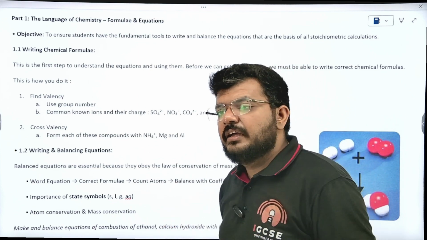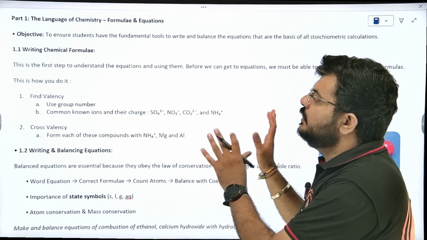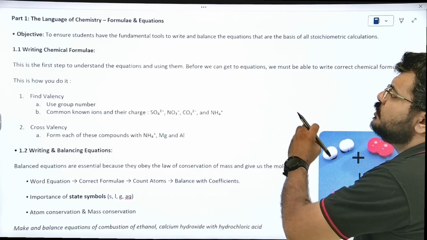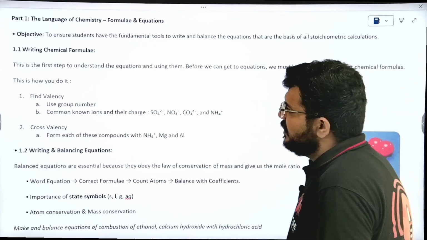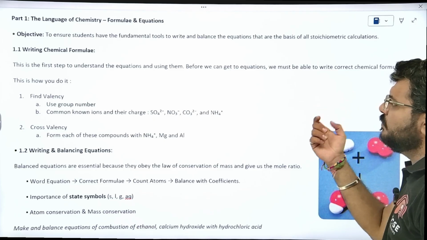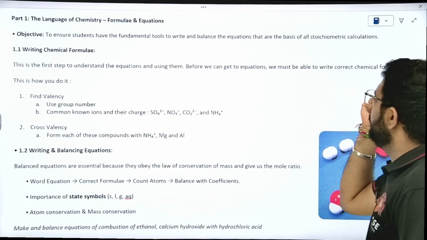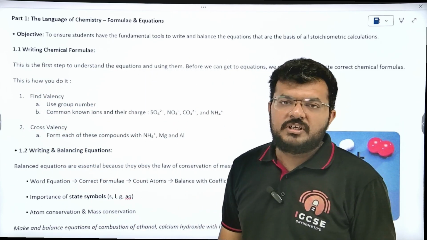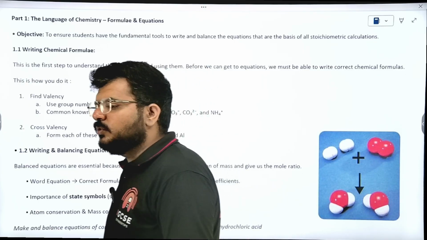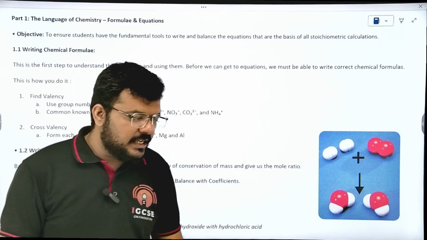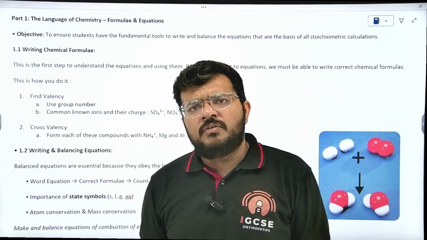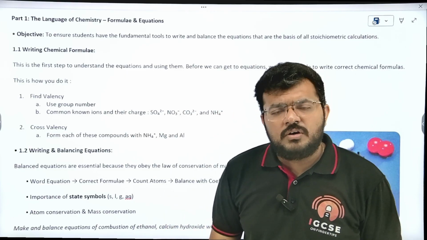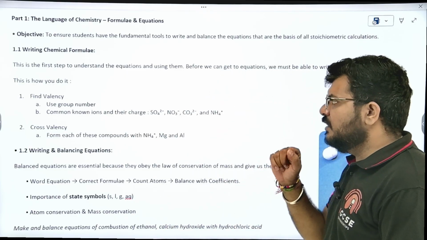This is the idea that the board starts with, that if I want the child to know this, what all do I need to teach them? So students have fundamental tools to write and balance equations. The first step is to understand the equation and use them. Before we can start equations, we must be able to write correct chemical formulas. So writing the chemical formula becomes the first step, right? Now if I don't know how to write aluminium hydroxide or aluminium oxide, how will I show you the reaction of aluminium oxide as an amphoteric oxide reacting with an acid or with a base? So the first idea should be writing the formula.